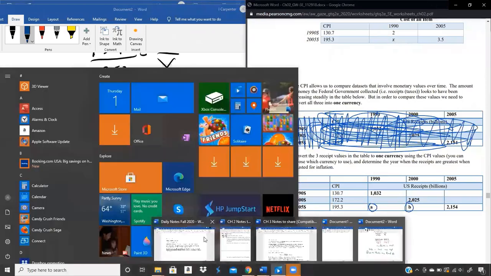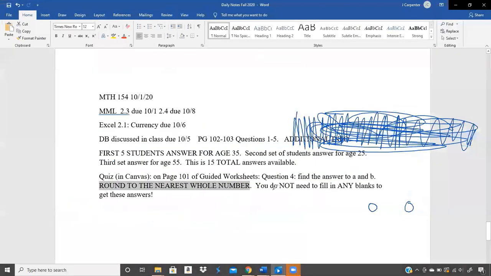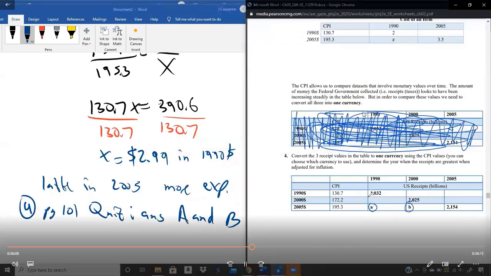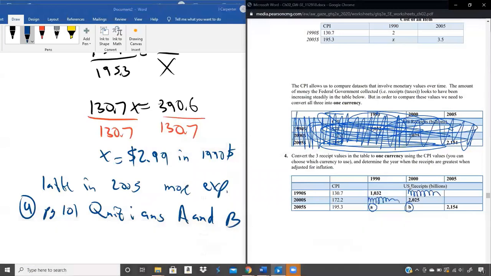I also said you do not need to fill in any blanks to actually get this done. You do not need to get the answer here, and you definitely don't need to get the answer here.